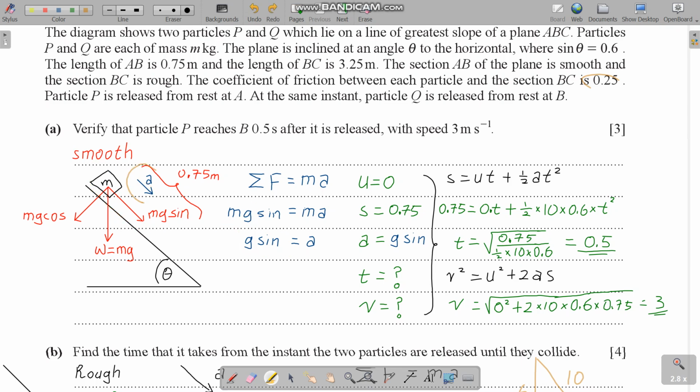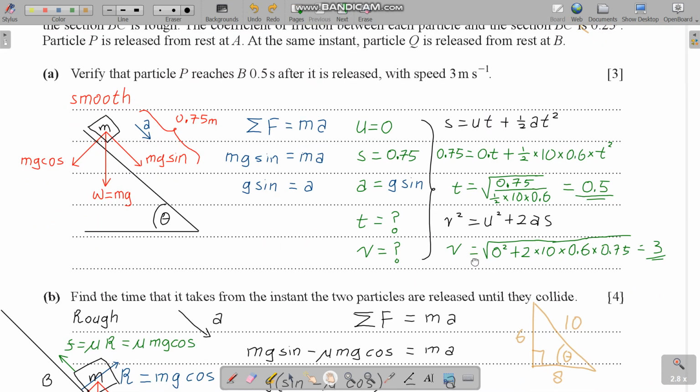Since we have the acceleration and we know that it's initially released from rest, u equals 0, and the distance is 0.75, we can find the time and we can find the velocity. To find the time, we use this formula. Just plug in, you find the time, which proves 0.5 seconds, and to find the velocity, we use this formula and plug in the numbers, we get 3, so it's also proven.